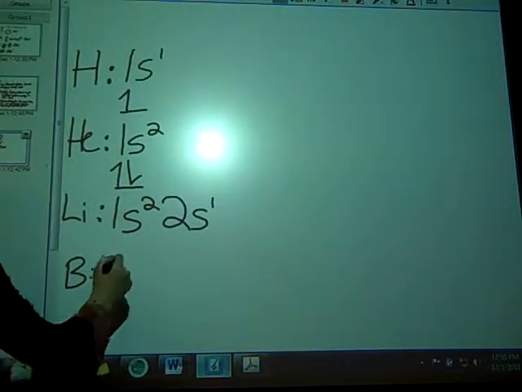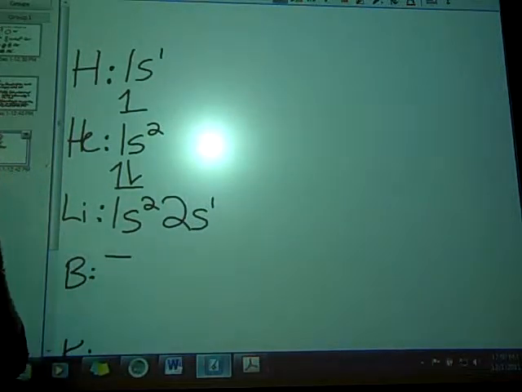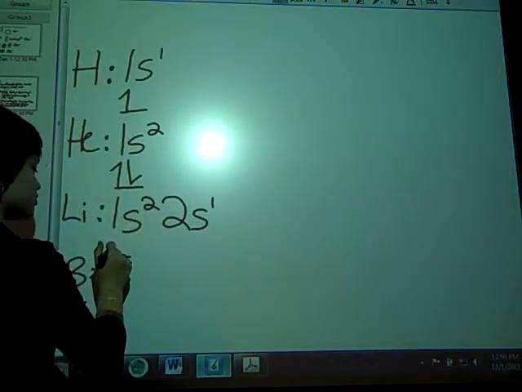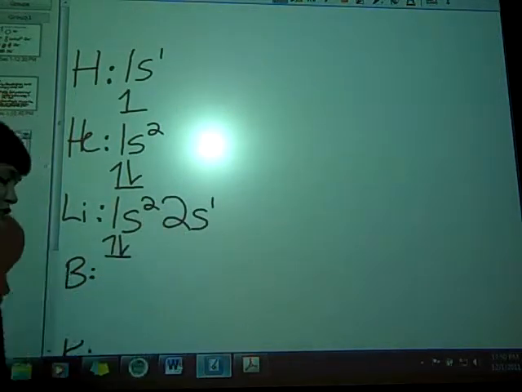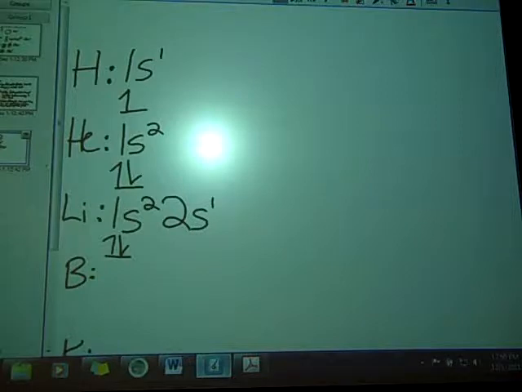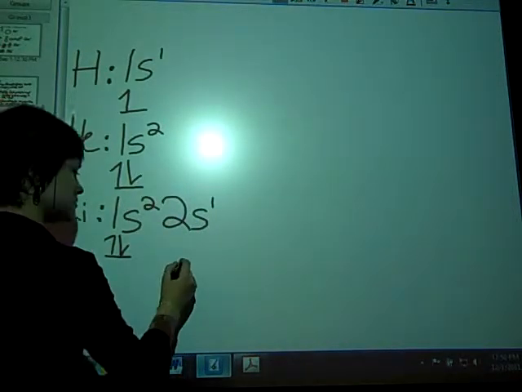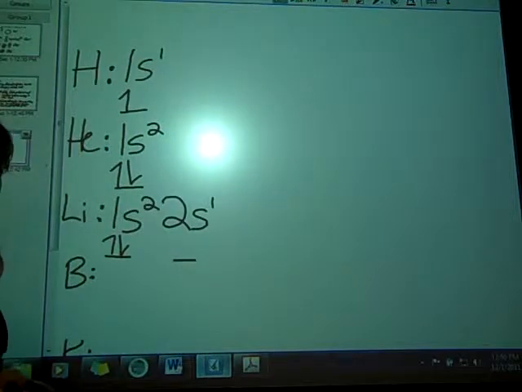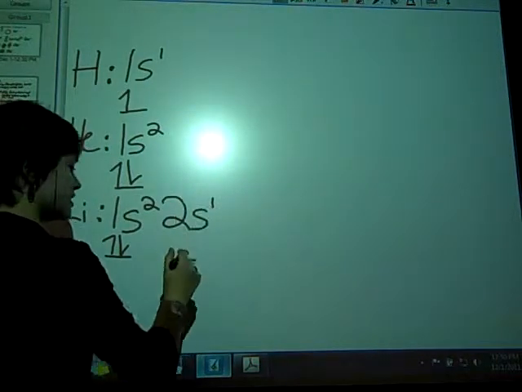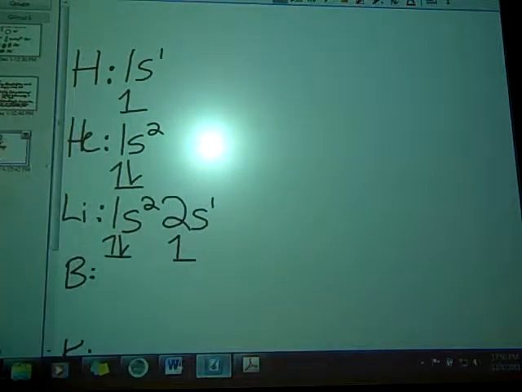To draw the spin diagram, S orbitals have 1 room. This one has 2 electrons, opposite spins according to our buddy Pauli. My 2s suite, it's still an S, so it still only has 1 room. 1 electron in this guy, 1 arrow.